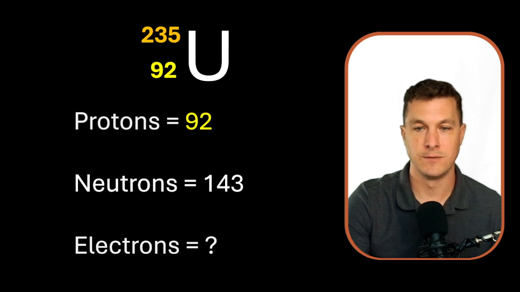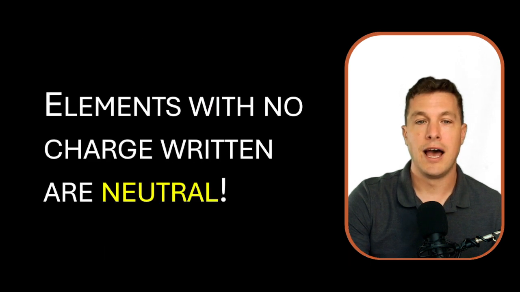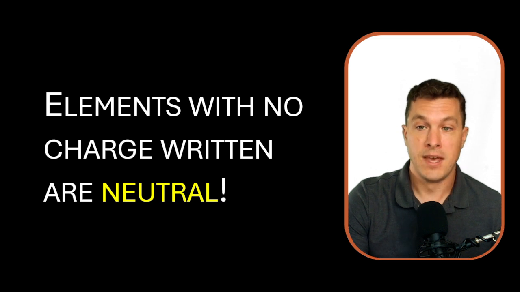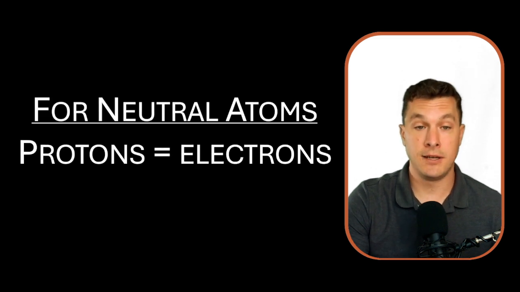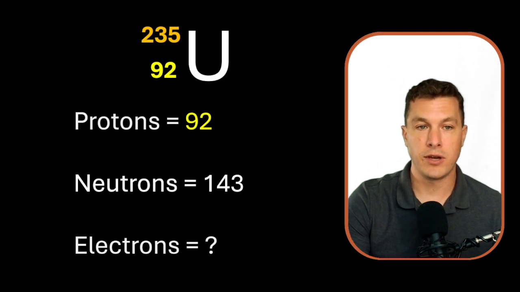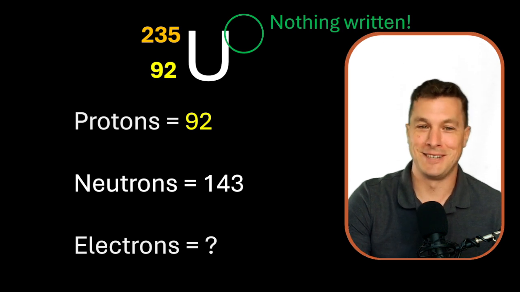What about electrons? Electrons are a little more complicated. Let's talk about charge for a second and then come back. First of all, elements with no charge written are what we call neutral. And for neutral atoms, protons and electrons are just exactly the same. So for example, in this case of uranium, we look at the top right up here and we see nothing written. That's right, nothing is written there. That's your big hint. That means that it's neutral.